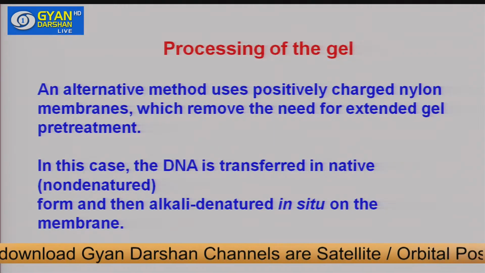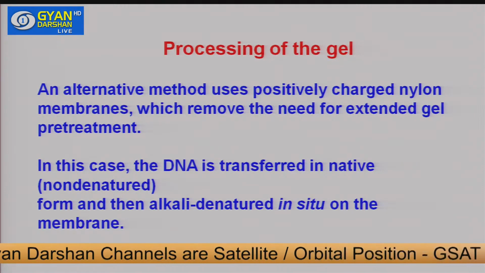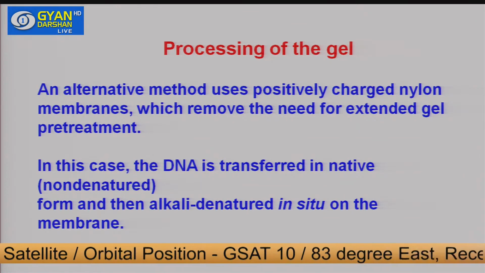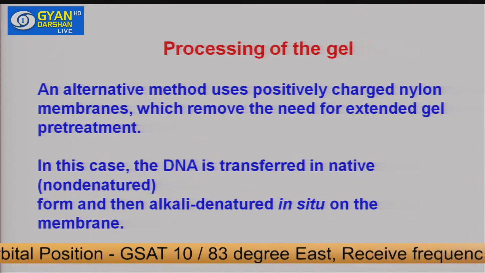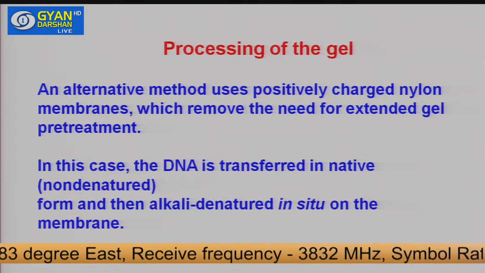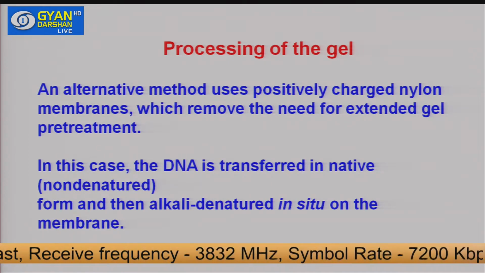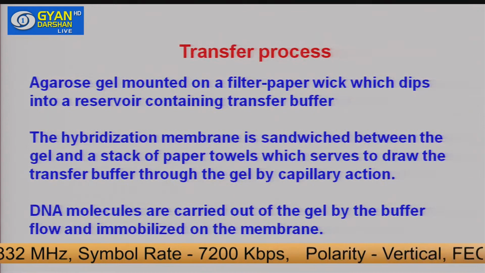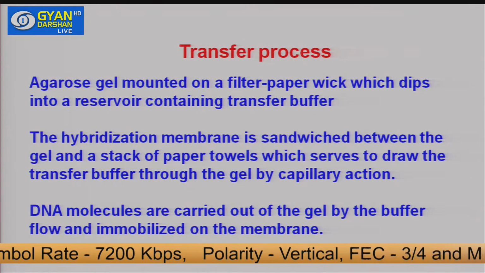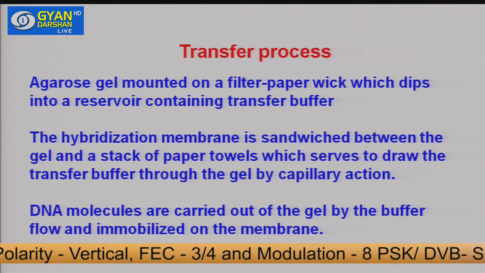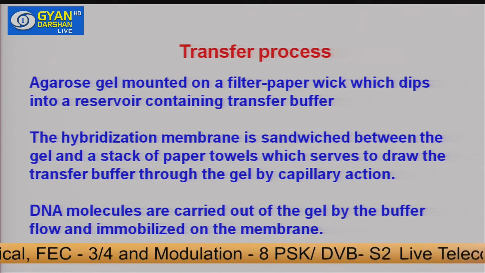An alternative method uses a positively charged nylon membrane, which removes the need for extended gel pretreatment. So you can go for a nitrocellulose membrane or a nylon membrane. In this case, the DNA is transferred in native form and then alkali denatured in situ on the membrane. This completes the first part of the transfer process, where the processing of the gel is complete.